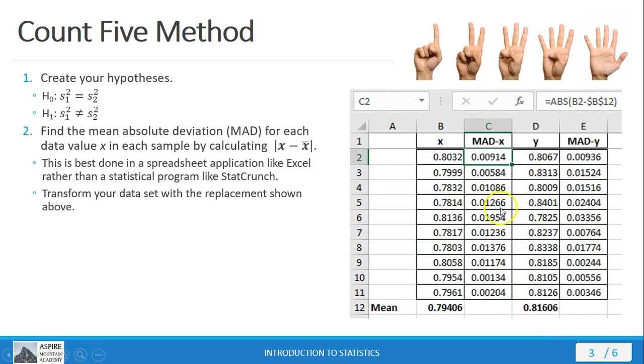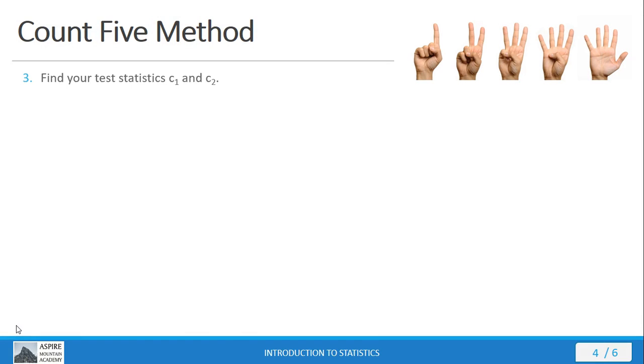And so now we've got all of our mean absolute deviations, or MADs, for each of our data values in our set. So now we've transformed the data set. The next step is to find our test statistics. Now we have our transformed data, and we're ready to find our test statistics. There are two test statistics that we're looking at.